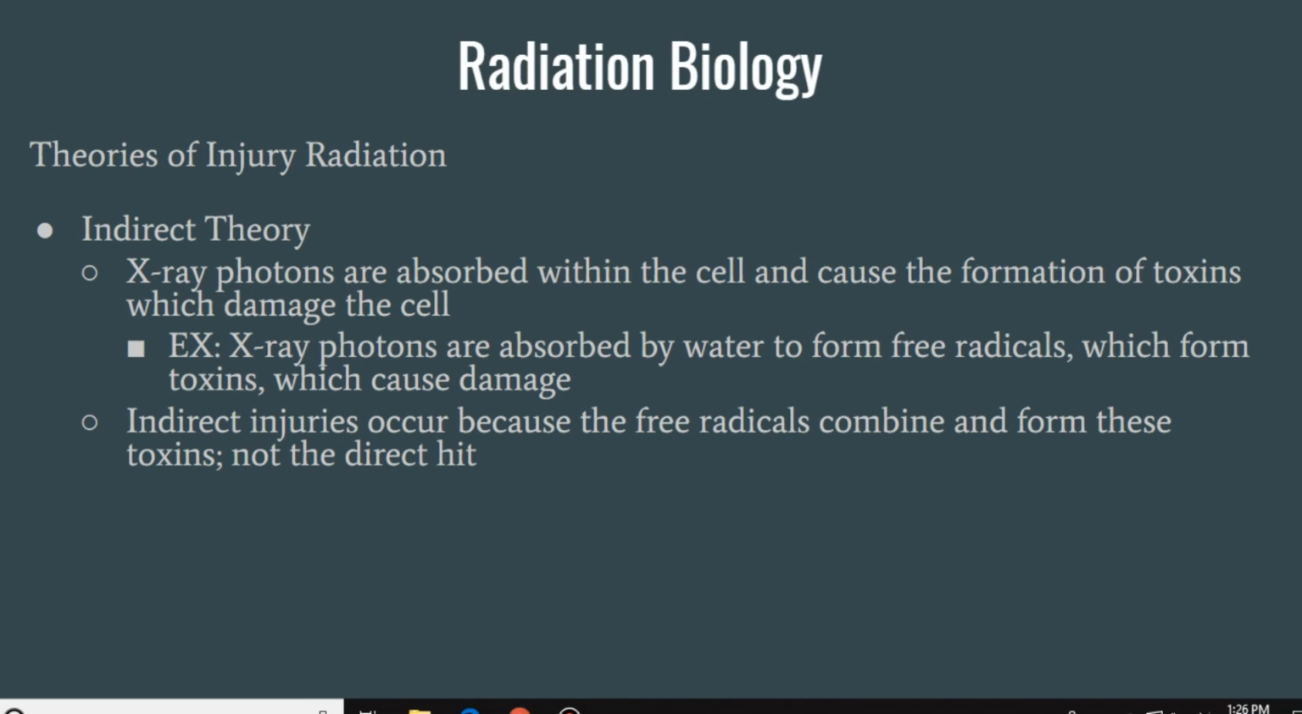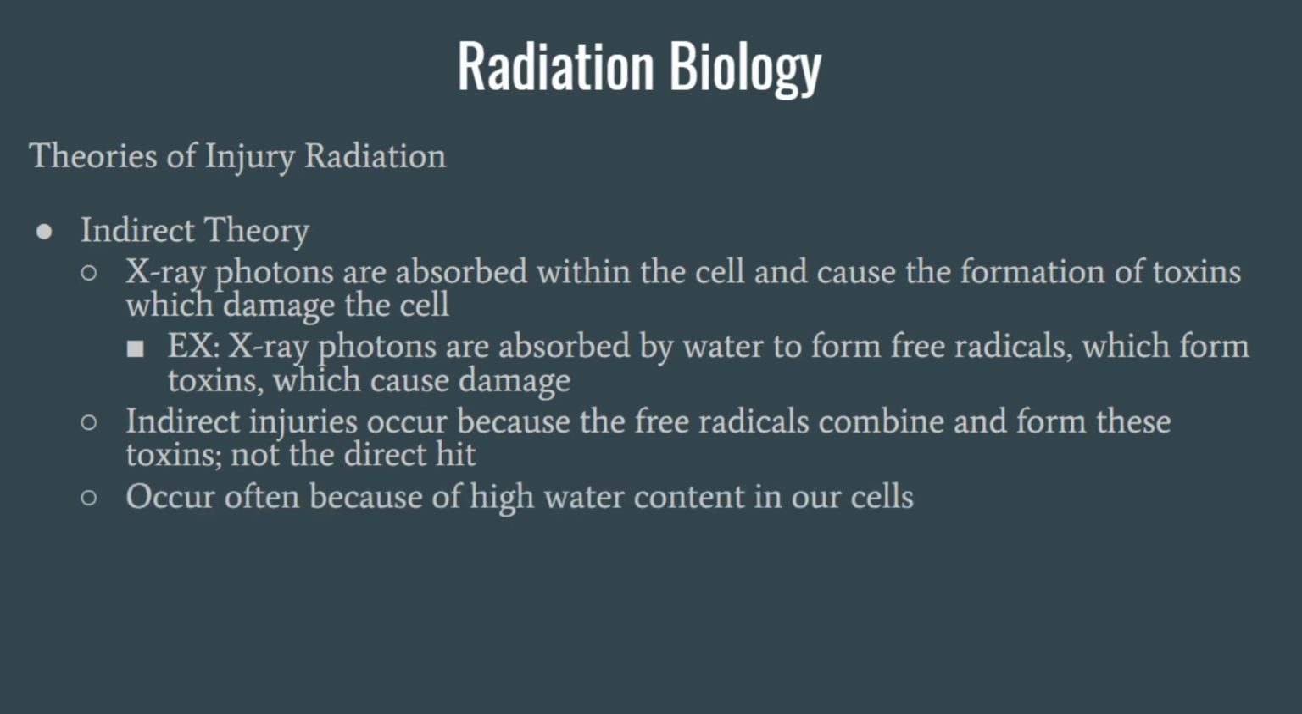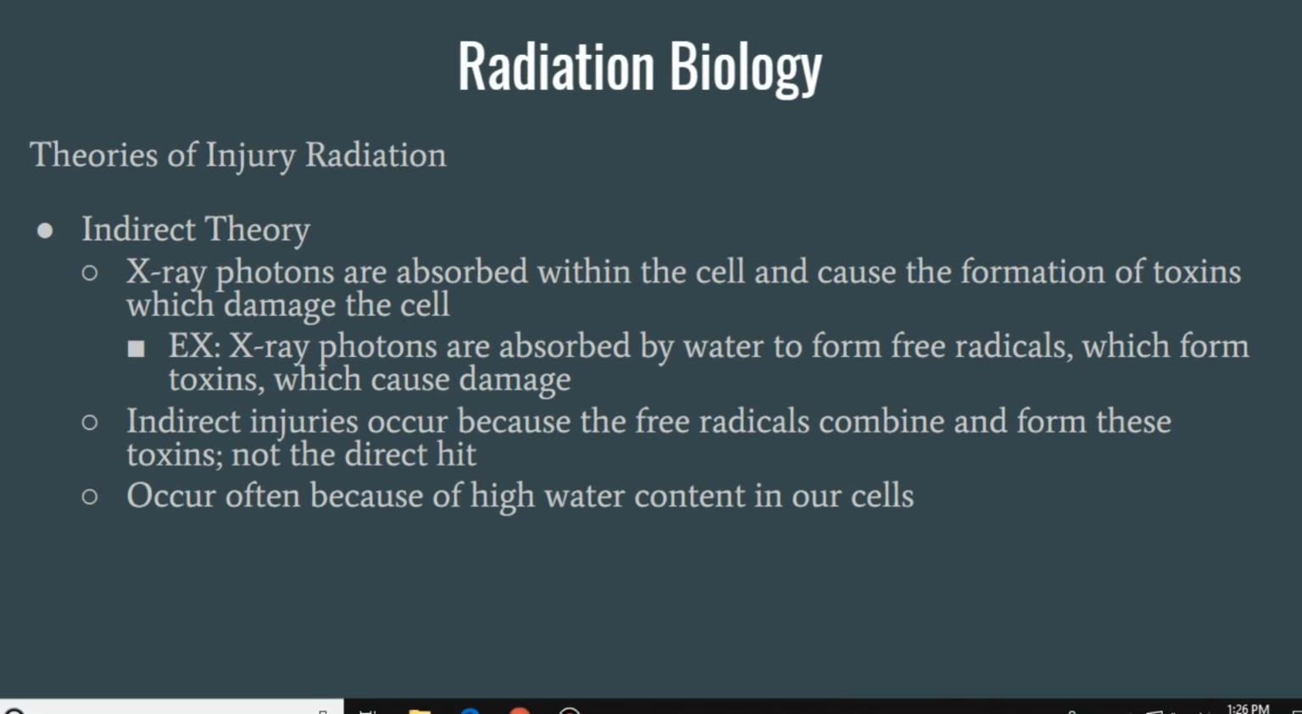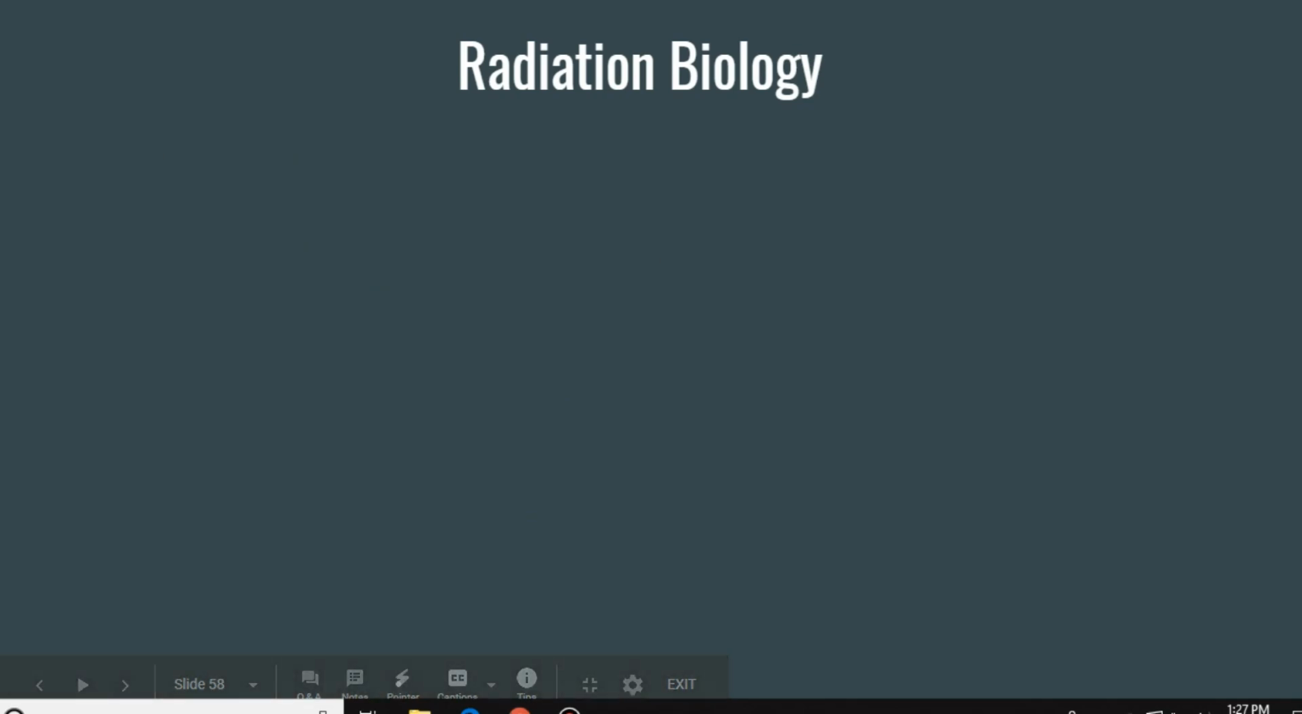This type of injury occurs more frequently because we have that high water content within our cells. Our cells are 70 to 80% water. So that's what gives us that greater increase in our chances of having indirect radiation injury versus that direct hit. So if all radiation that causes ionization is harmful and can potentially produce biological damage, is there any level of exposure at all that we would consider acceptable?